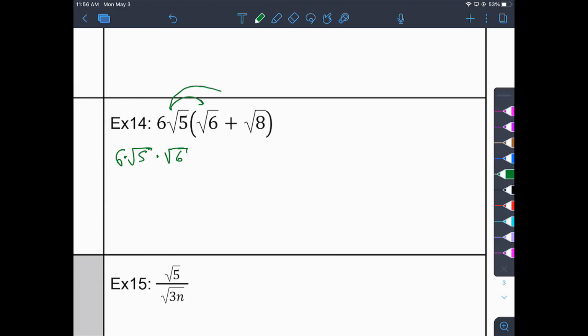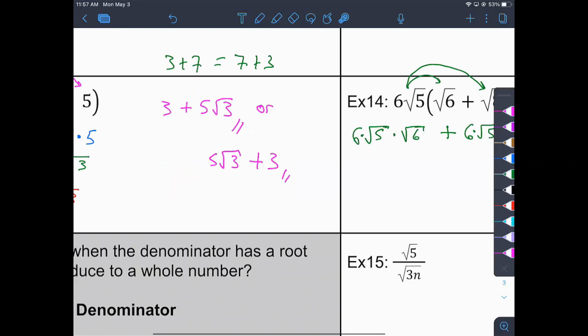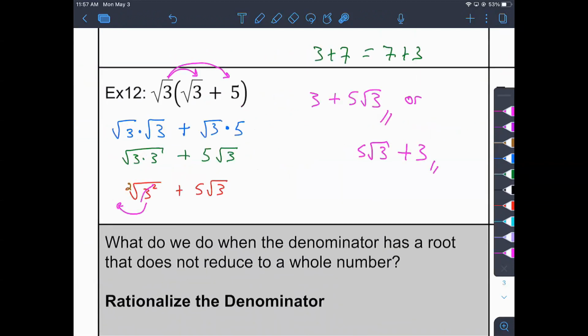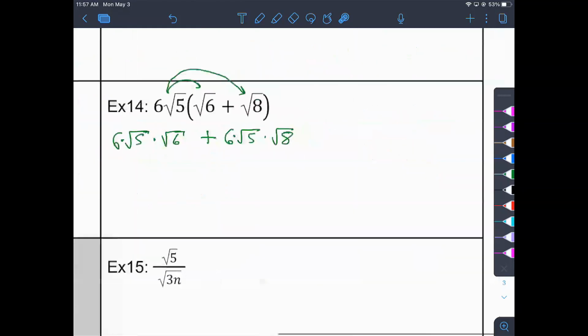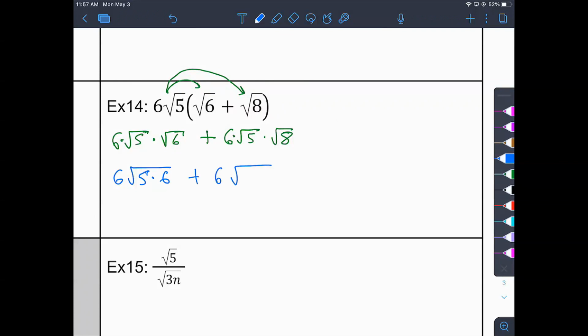Then we also have 6 root 5 times root 8. So a plus symbol, and it'll be 6 root 5 times root 8. Again, there is a multiplication happening between the 6 and the root 5. Now, we just had an example where a root times a root, you can combine into one single root. We have a root of 5 times a root of 6, so we will end up with 6 root 5 times 6. Then a plus sign, and we have 6, and then another single root of 5 times 8.